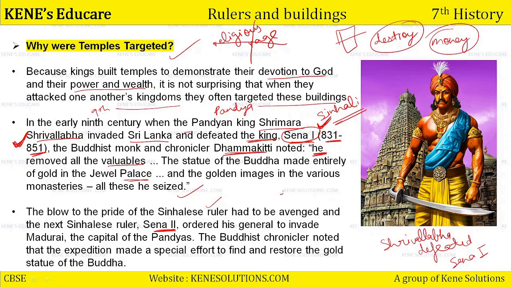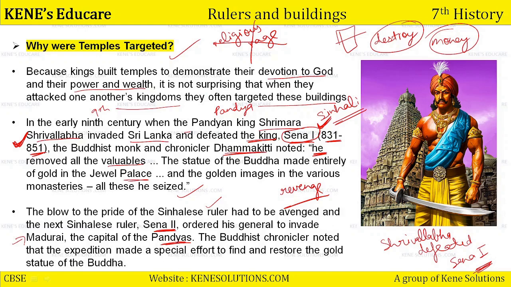Now the reverse will happen. Now revenge will happen. Sena I हार गया था. Now Sena II said that go to Madurai. जैसे उन्होंने हमें लूटा था अब हम उन्हें लूटेंगे. Go to India, go to Madurai and invade Madurai. And Madurai was the capital of the Pandyas.